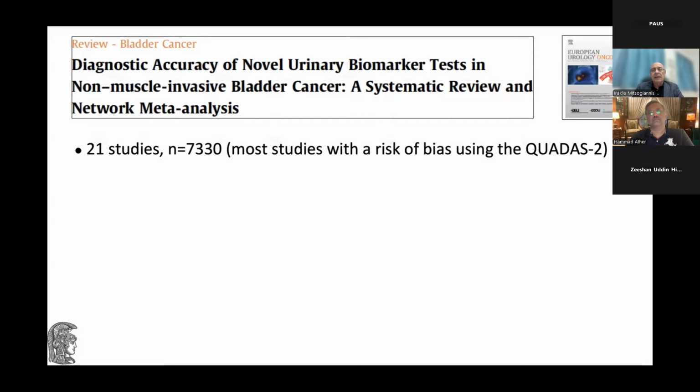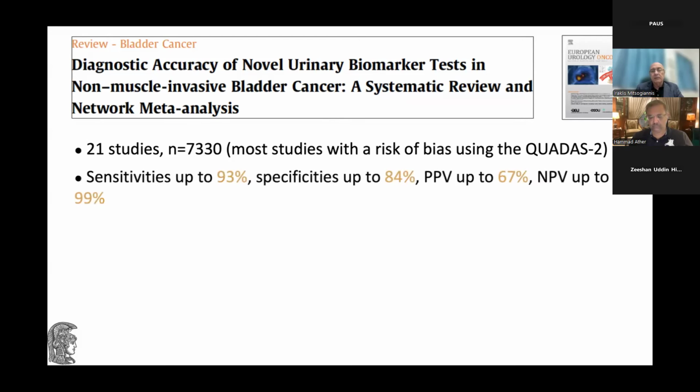There is a systematic review and meta-analysis in the literature. I think it was conducted a couple of years ago. It included 21 studies with more than 7,000 patients. Most studies had a risk of bias. This is mentioned in the paper. And we can see here the sensitivities, specificities, positive and negative predictive values: 93%, 84%, 67%, and 99%, respectively.